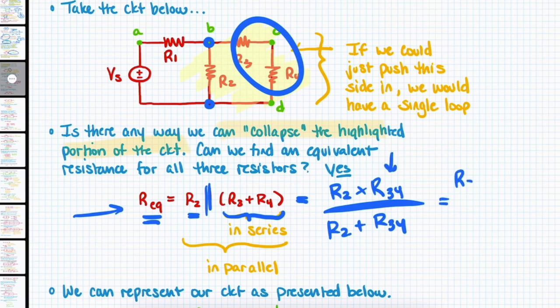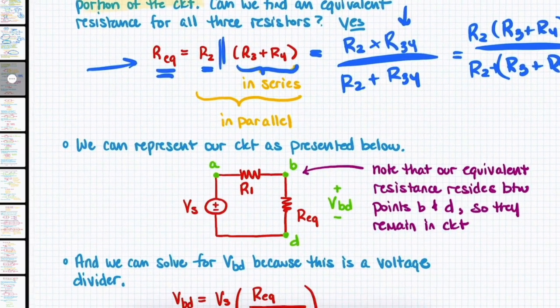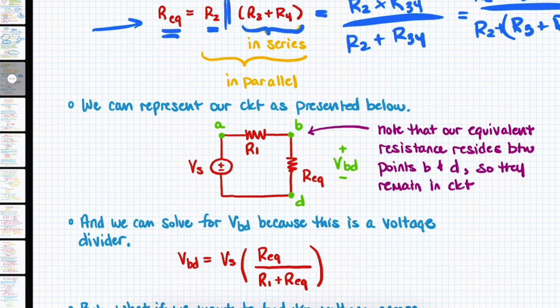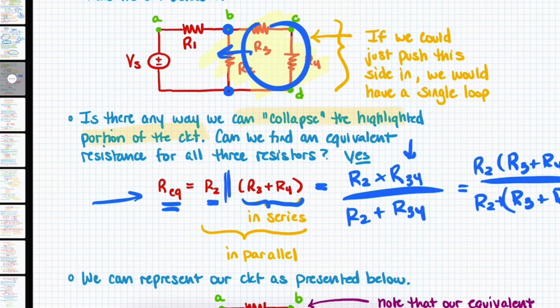I don't know if I'm going to have space here. And we end up with the equation for this equivalent resistance, including all of those together: R2 times (R3 plus R4) over R2 plus, if we wanted to, we could put parentheses here, the sum of R3 plus R4.